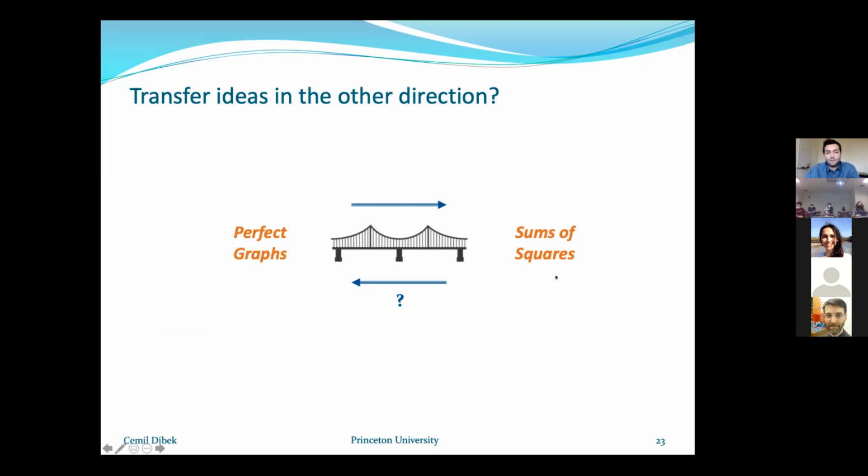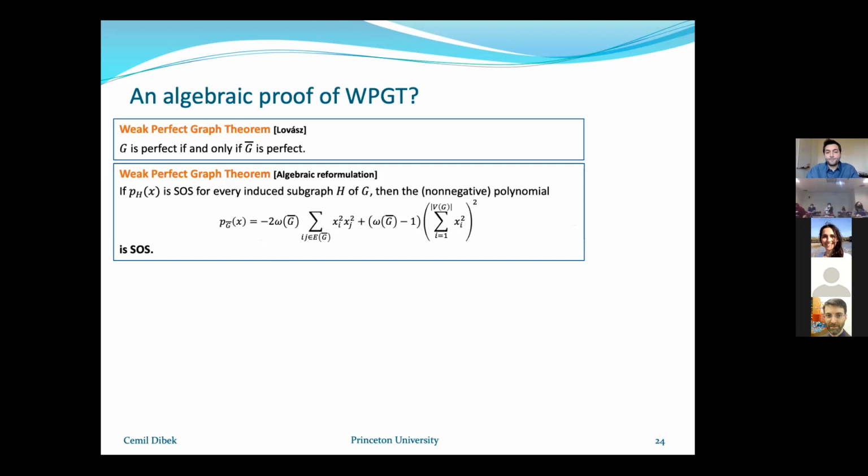More precisely, can we use some tools and techniques from convex algebraic geometry and semi-definite optimization to prove or reprove some results in graph theory? For instance, can we give some alternative proofs, some algebraic proofs, for some structural results concerning perfect graphs? I will now give you 3 quick examples of such theorems. So here's the weak perfect graph theorem.